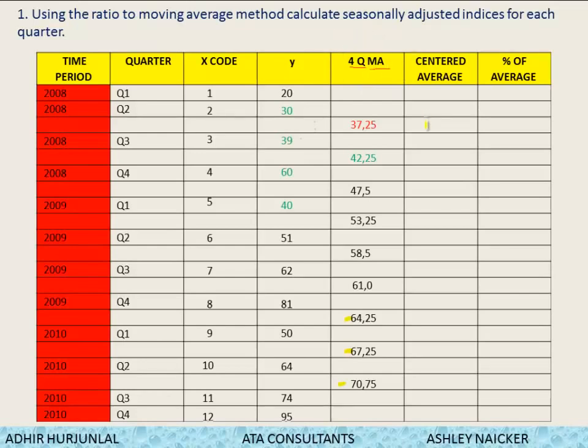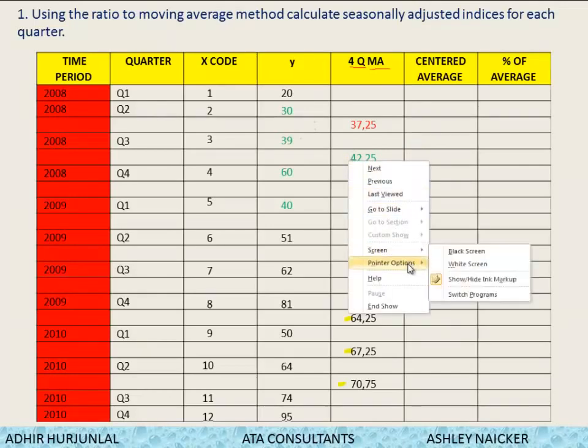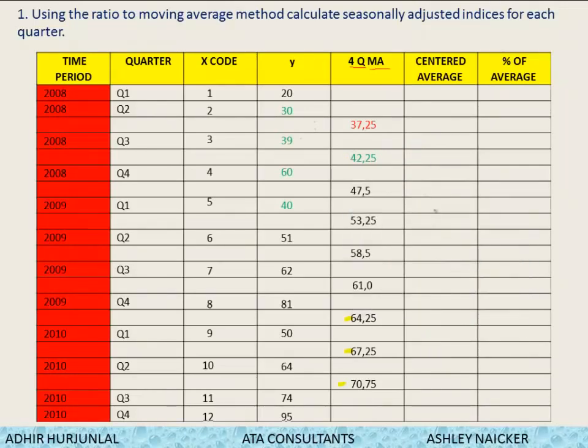Let's go over to the next one, the centered average. Centered means in the center, 2. So all I'm going to do is repeat the procedure that I did here, except I'm going to use the 4-quarter moving average to generate the answer for this column down here. But I'm going to now work in 2s. So I'm going to go ahead here. Let's go back to the pen and work 37 plus 42,25. I get an answer.